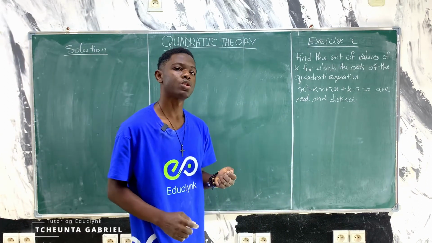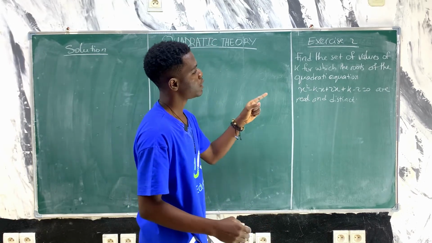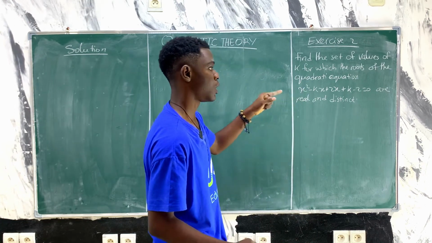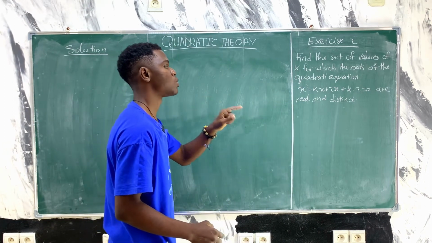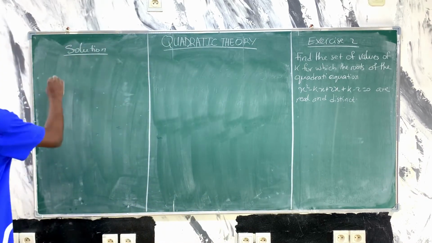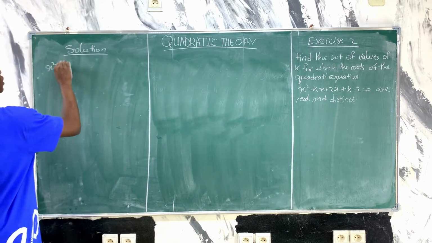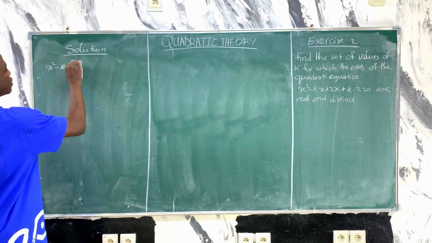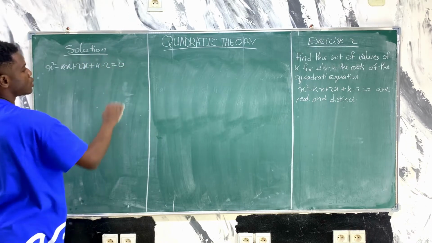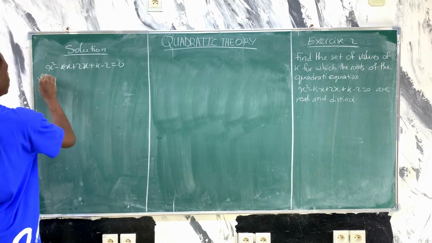So here we are doing the solution to exercise 2, which is actually June 2017, which goes: find the set of values of k for which the roots of the quadratic equation x squared minus kx plus 2x plus k minus 2 is equal to 0 are real and distinct. So let's start solving. We'll first copy back the expression, minus kx plus 2x plus k minus 2 equal to 0. For real and distinct roots, we did that already.